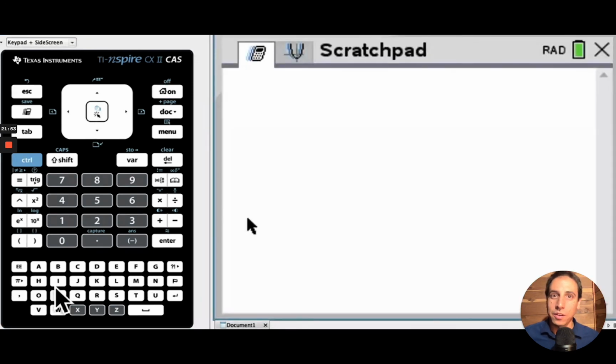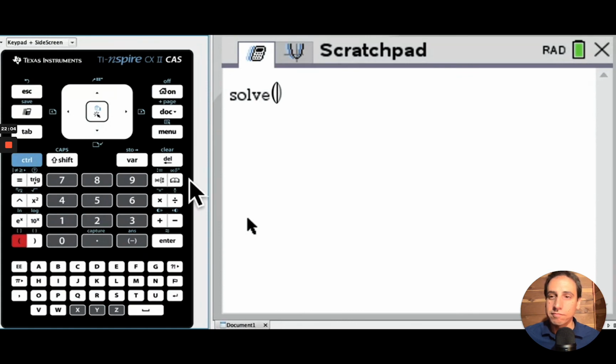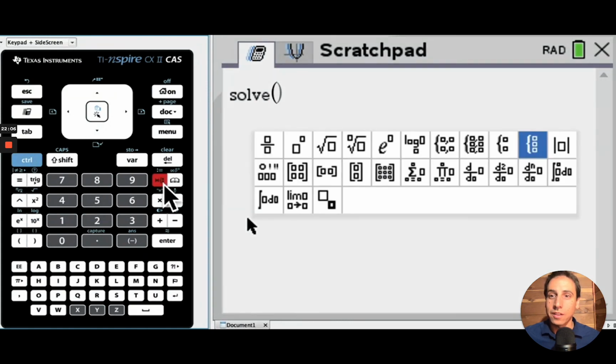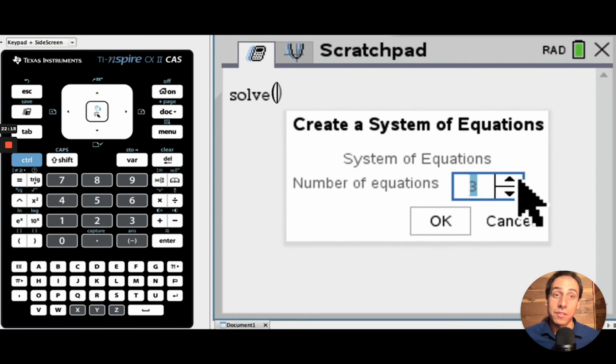All right, we're going to go to the scratch pad. That's A, calculate. Then we're going to type out solve. Remember, solve requires parentheses. We're going to go to the frequently used symbols next to the 9, and go over to the one that has a bracket with 3 spaces. Systems of equations. How many do we have? You can go up to 5 by 5, but right now we're going to start with 3 by 3.